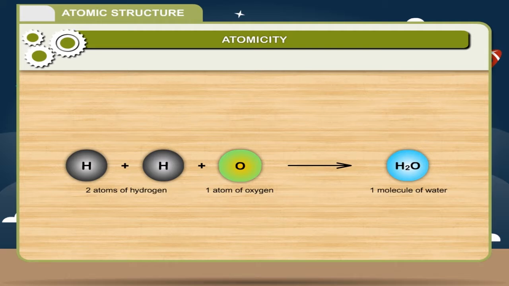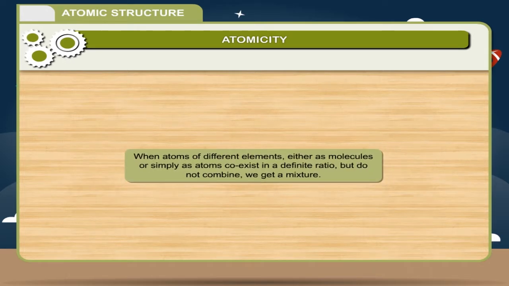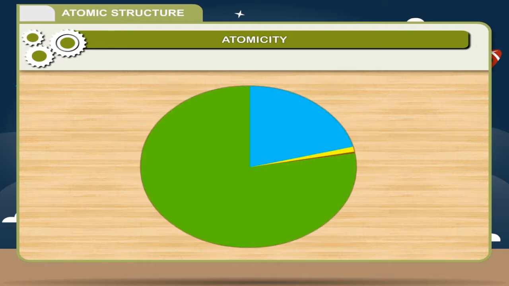one molecule of water. When atoms of different elements, either as molecules or simply as atoms, coexist in a definite ratio but do not combine, we get a mixture. Air is a mixture of gases.